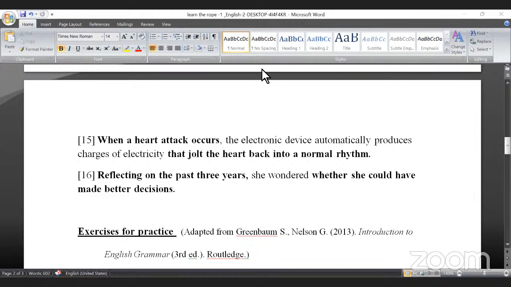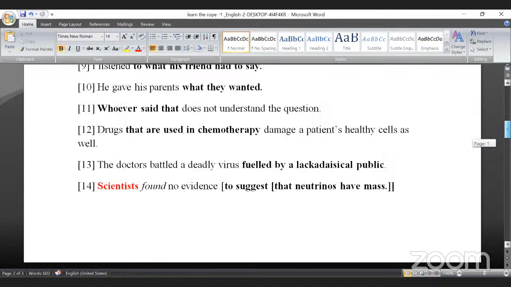In the case of adjectival clauses, if it helps you, I do not usually give you these kinds of tips because this can break at some points. But keep in mind that adjectival clauses are always found closer to the nouns that they modify. They cannot be separated from each other. Like charges of electricity followed by the adjectival clause that jolt the heart back into normal rhythm. Or in a previous example, drugs that are used in chemotherapy, again, drugs followed by the adjectival clause that are used in chemotherapy.